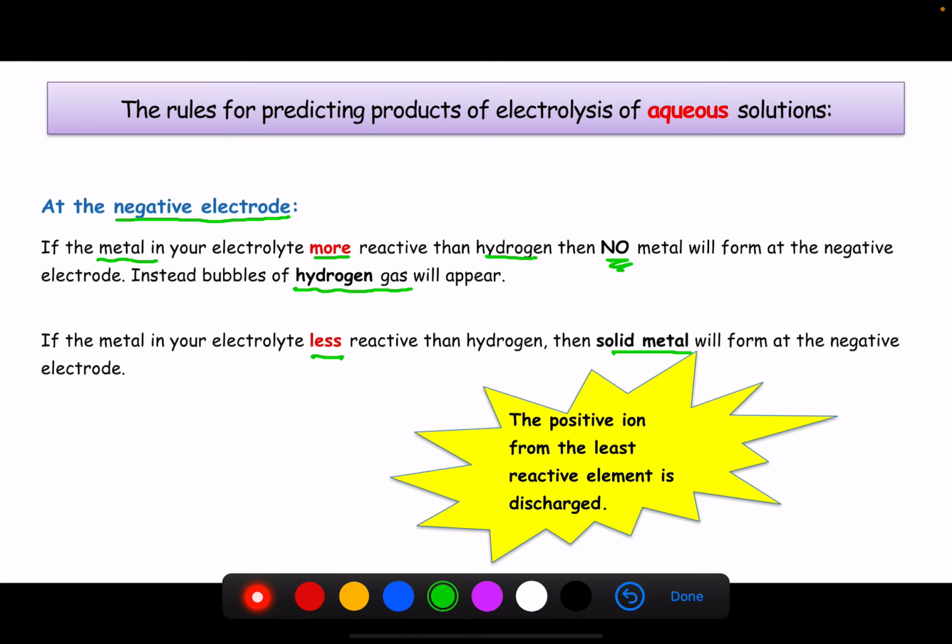And really, the overarching principle here is, it is the positive ion from the least reactive element that is discharged. Okay. So, if a metal's more reactive than hydrogen, then hydrogen is produced. If a metal's less reactive than hydrogen, then the metal is produced.